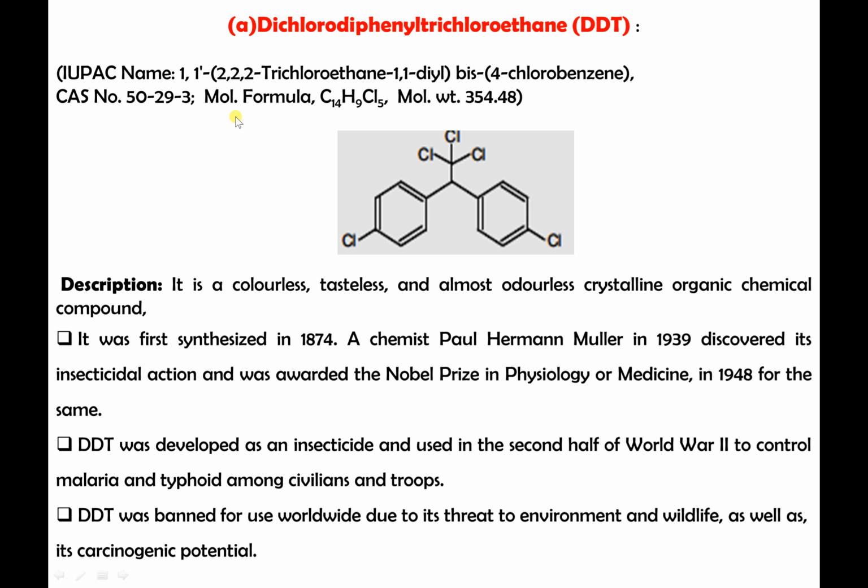It was first synthesized in 1874, but a German chemist called Müller in 1939 found out that it had substantial insecticidal action, particularly on the mosquitoes which were spreading diseases like malaria and typhoid worldwide on an epidemic proportion. And for this work of his, he got the Nobel Prize in Physiology and Medicine in 1948.